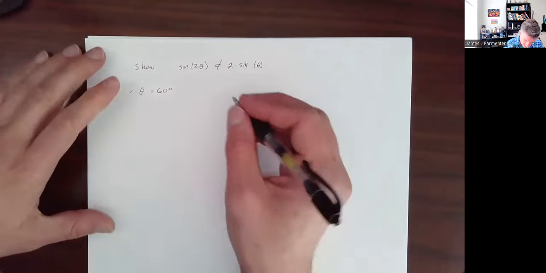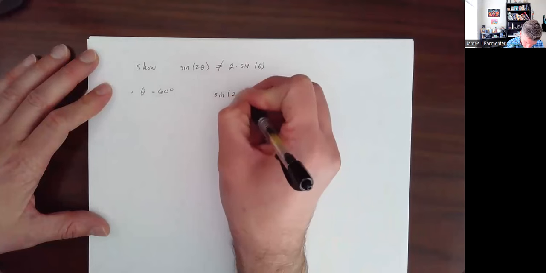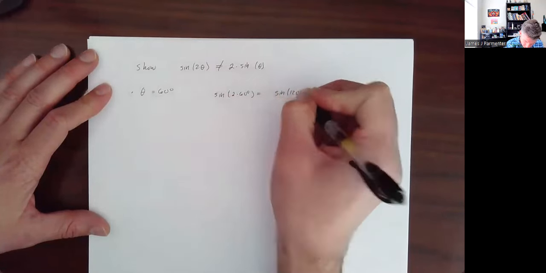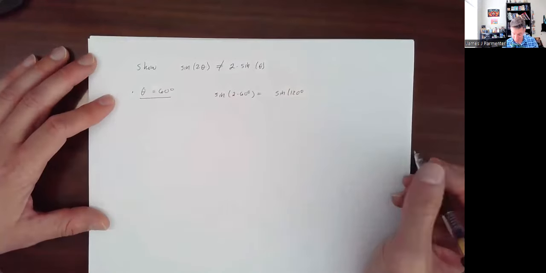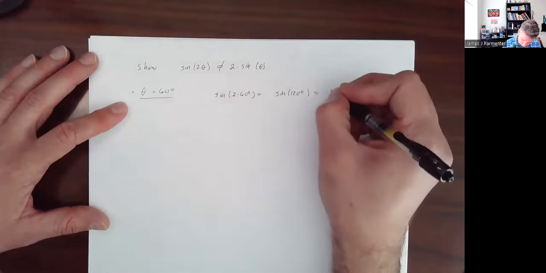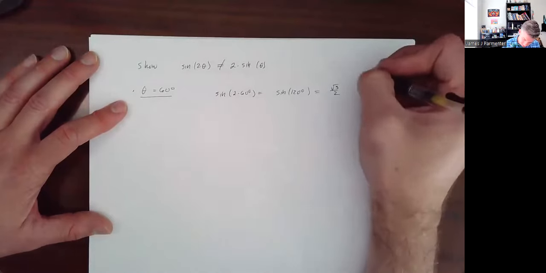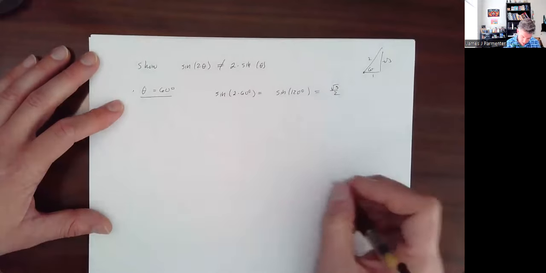Yeah, let's find out. So sine of 2 times 60 is equal to sine of 120 degrees. Oh, no, it's not going to work. That's good. Good that it doesn't work. It shouldn't work. And sine of 120 degrees is root 3 over 2. And it is positive root 3 over 2 because we're in quadrant 2. Right, reference angle is 60. Opposite root 3, hypotenuse is 2, distance 1.